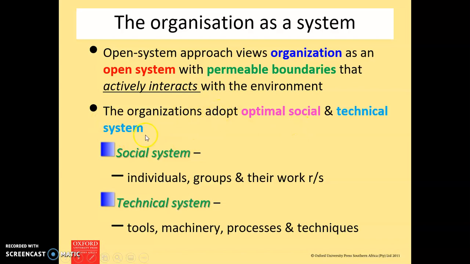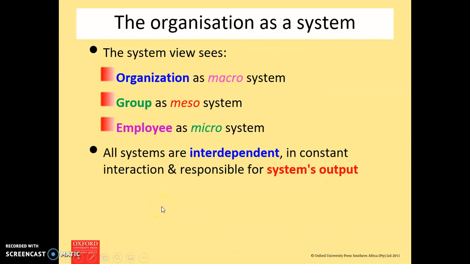So the organization consists of a social system. A social system is composed of individuals, groups, and their work relationships. And the technical system is referring to the tools, machines, processes, and techniques that are normally used by employees in the organization. So optimal social is referring to the social system, and the technical system is what is being used by employees in the organizations. The systems view sees the organization as a macro system, a group in the organization as a meso system, and employees as a micro system. All these systems are interdependent and in constant interaction and responsible for the system output. So the outputs come from these interactions and interdependence with each other.